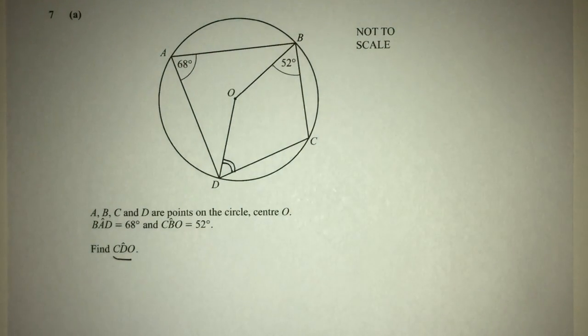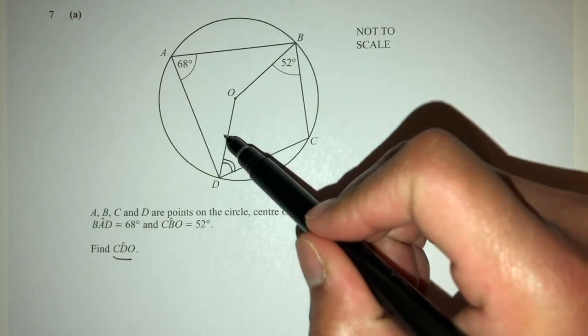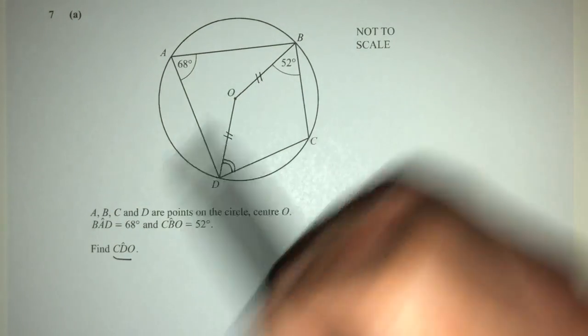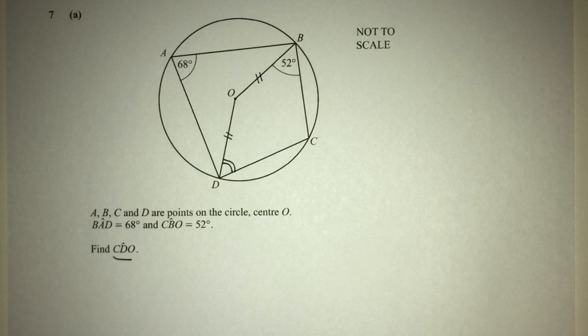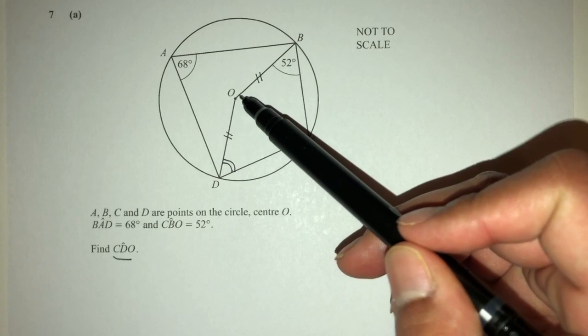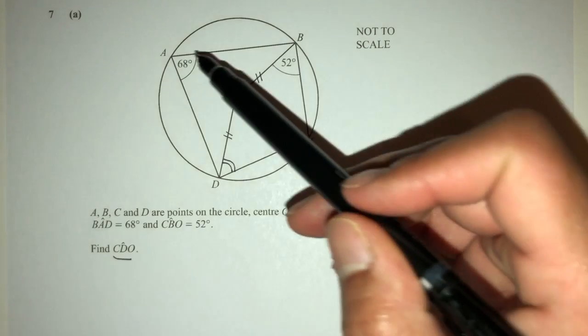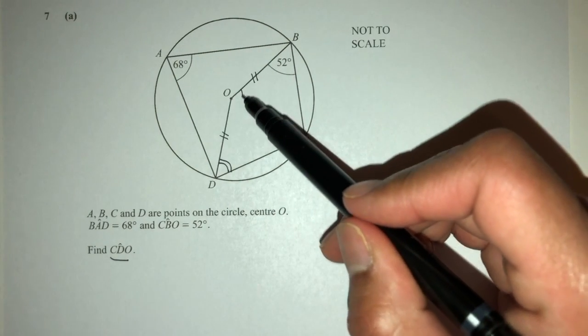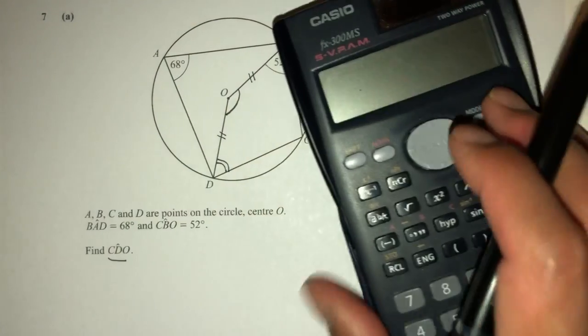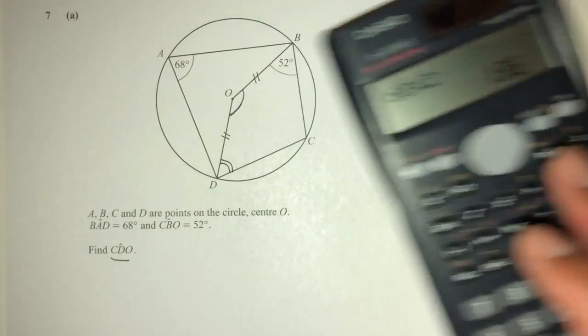So first thing first, what can we do? If you observe, this is the radius. This is also the radius. So we know this is the same. Now, what else can we do? Something we can observe is that we know by a theorem, the angle at the center will always be twice the angle at the surface. Which means this has to be twice of this. 68 times 2, that will be 136.